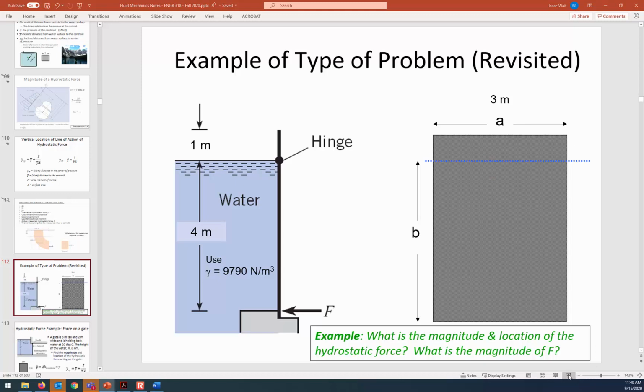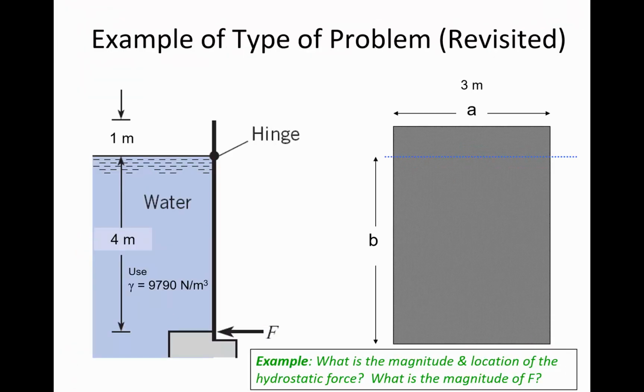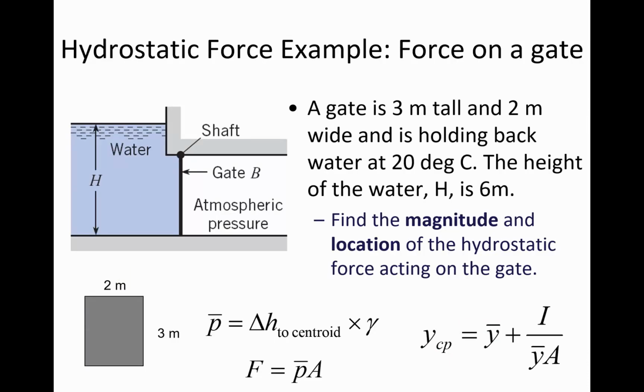Okay, let's get some more practice. And this time, I'm going to pause and give you a moment to apply that same technique to this gate. All right, so this is a little bit different. Now, it's still vertically oriented. So the fact that the gate is straight up and down means that delta H and Y bar are going to be equal. So that's nice.